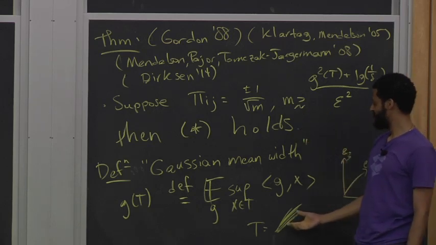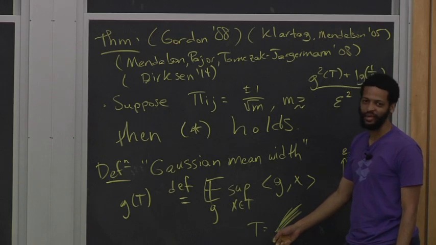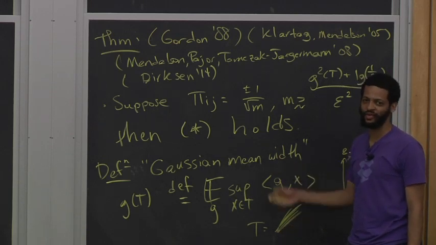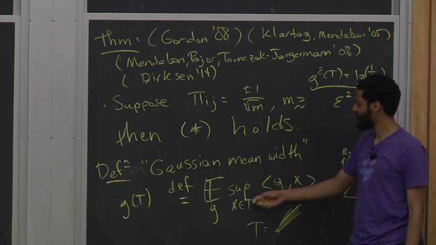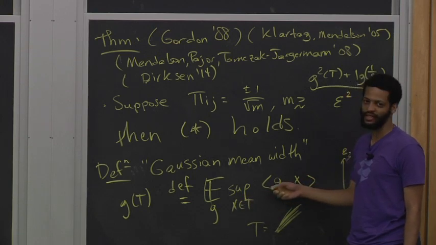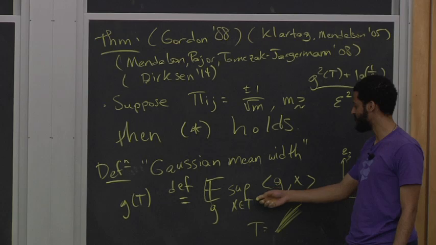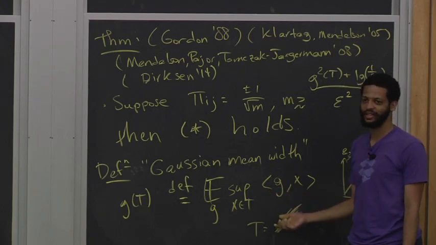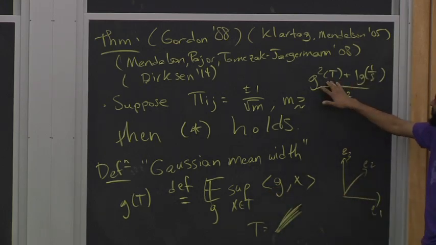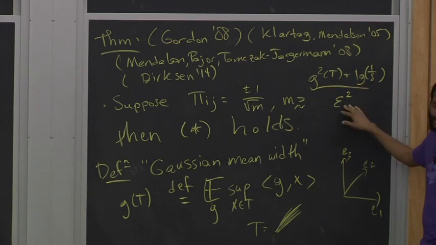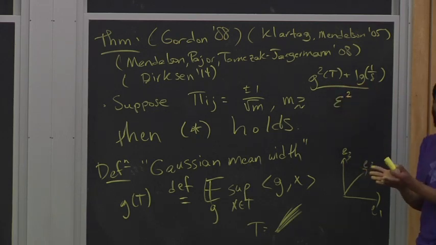I mean, a trivial example is imagine T is a multiset with just the same vector over and over again. Then the sup over x in T of g dot x is just g dot whatever that vector is, right? And the expectation of g dot that vector is 0. So this just says 0 plus log 1 over delta over epsilon squared. So it doesn't even depend on the size. So the more well clustered your vectors are, the better dimension you can get away with.